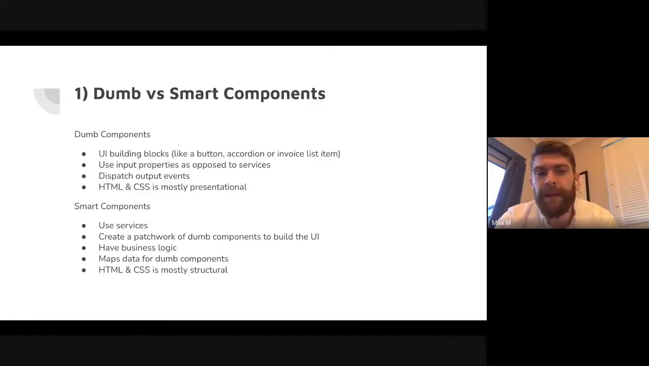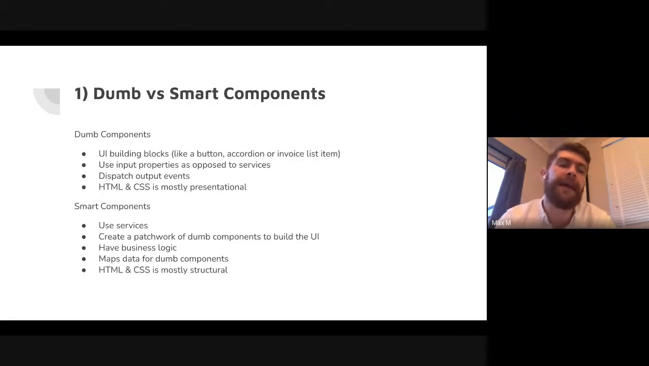You would typically use input properties and output properties as opposed to services and Redux state, things like that, or calls to an API. And you would dispatch output events to trigger changes and send them up the hierarchy. And any HTML and CSS is mostly presentational. So that's a DOM component. You can sometimes also hear of DOM components called presentation components.